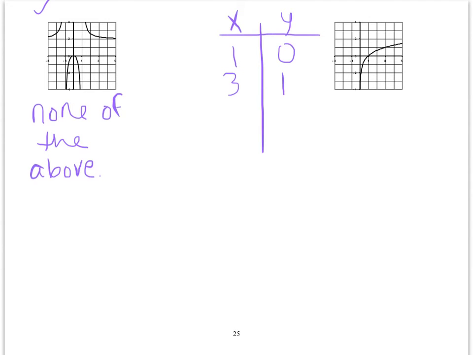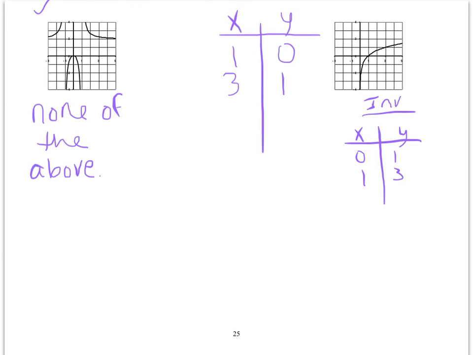So remembering that the log function is the reciprocal, not the reciprocal, the inverse of the exponential function. So if I did the inverse of the function given here, I would have x, y, and I would have 0, 1, and 1, 3, right? Replace the x's with y's and y's with x's. And I'd be looking for an exponential function.